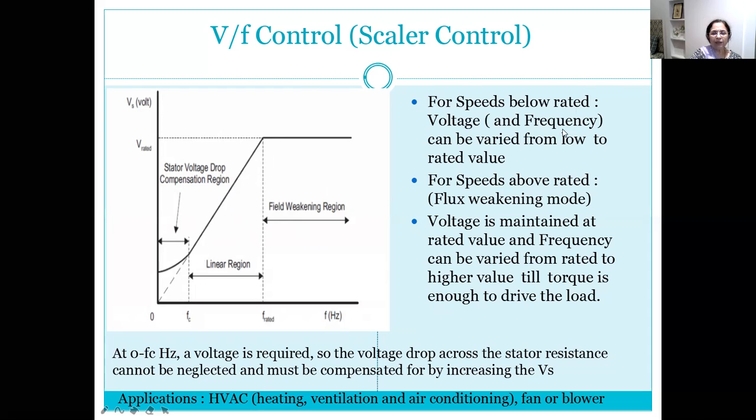For operation below rated speed, voltage and frequency can be varied from low to rated value here. For above rated speed operation, this is a field or flux weakening mode where the voltage is maintained at rated value and frequency can be varied from rated to higher frequency values. But torque needs to be sacrificed. This type of V by F control is called scalar control, and it has applications in HVAC, which is heating, ventilation and air conditioning, and fan or blower type loads, where typically constant speed operations are required.